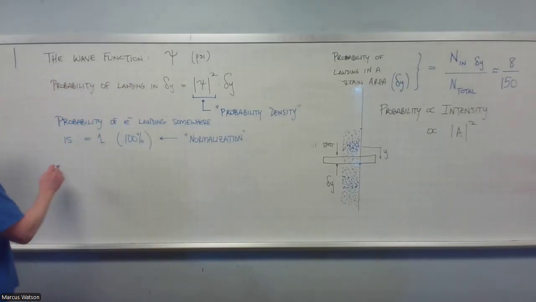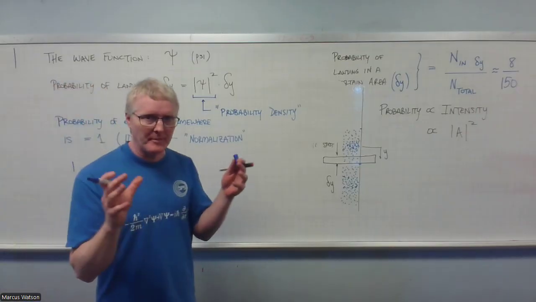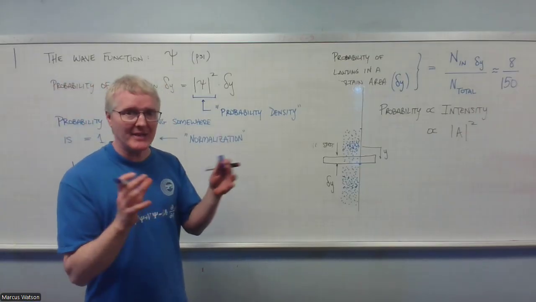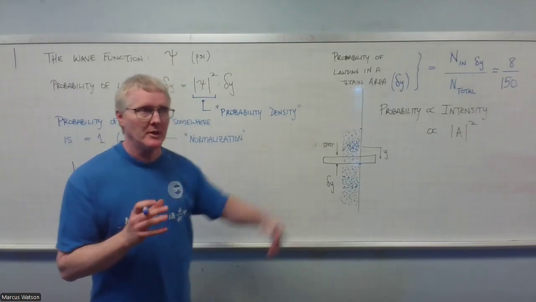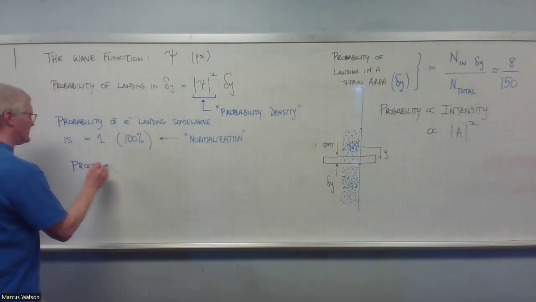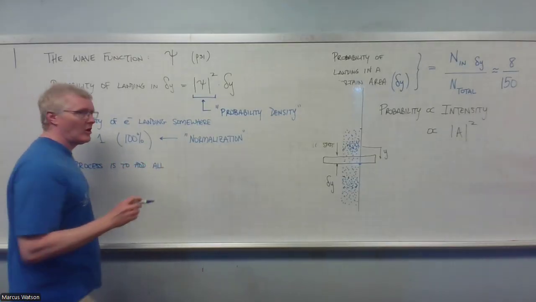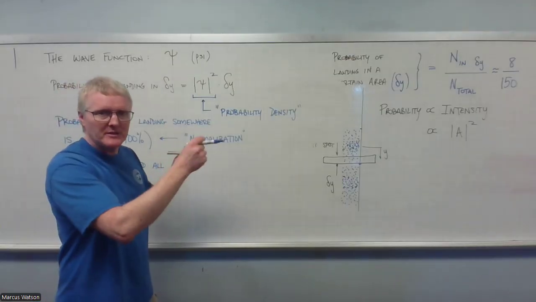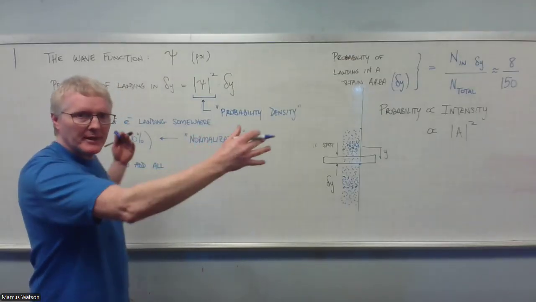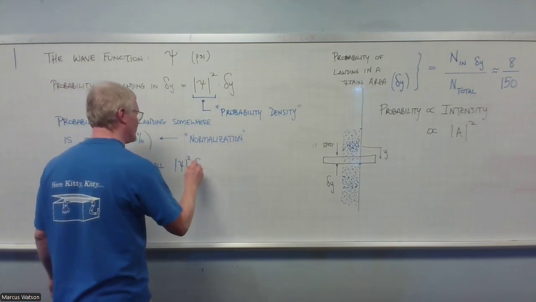And how do you mathematically make it normal? You do that by forcing all the probabilities, all the probability densities, to add to 1 when I add them all up. So this mathematical process is to add each individual probability density over each individual strip, and I add them all up. Add all psi squared delta y's.